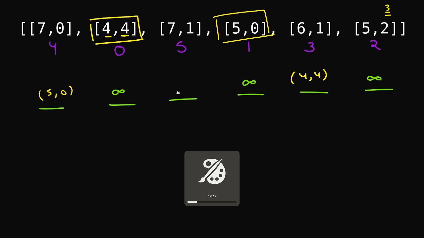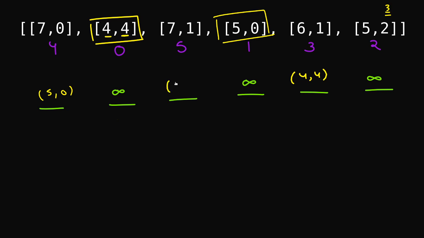I'll just place 5 comma 2 here, and we are done with 5 comma 2 as well. Okay. Next input in sorted order is 6 comma 1.